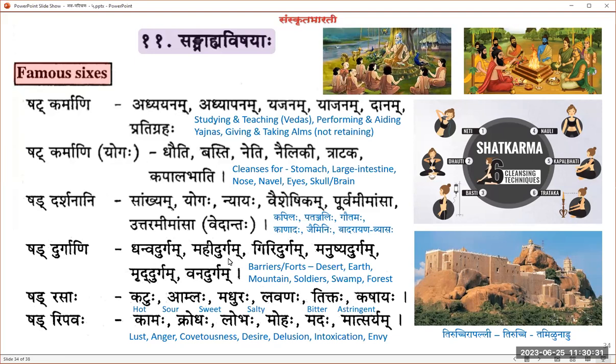Mahi Durgam. So we have to construct a barrier of earth, Mahi being about earth. Here Dhanva Durgam is interpreted as desert; I have to see the deeper meaning of what this Dhanva is. But anyway, desert as a barrier, earth as a barrier, that means terrain as a barrier. Then Giri Durgam, mountain as a barrier for protection. Soldiers as a barrier, Manushya Durgam, that is your Sainikas. And then Mrud Durgam, swamp as a barrier, Vana Durgam, dense forest as a barrier.